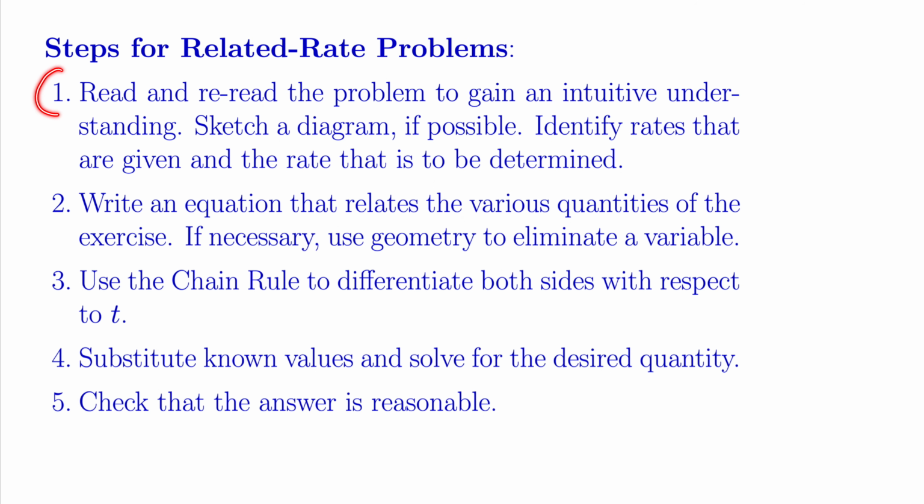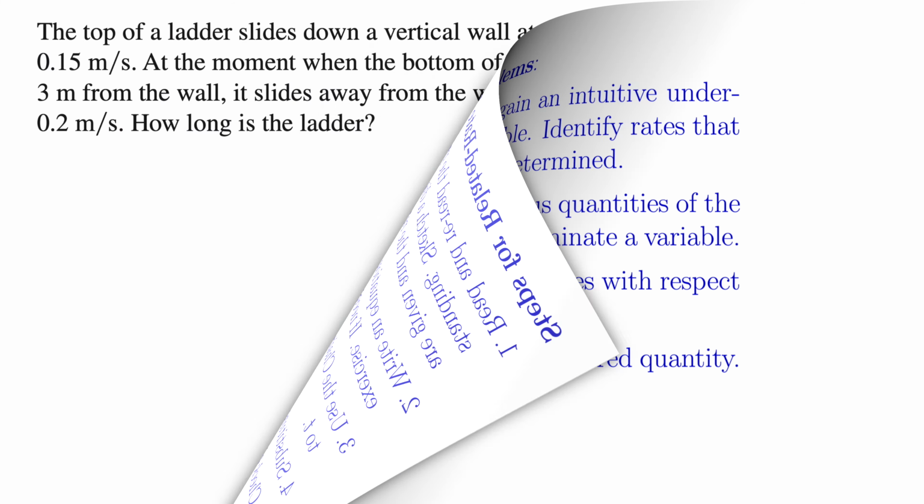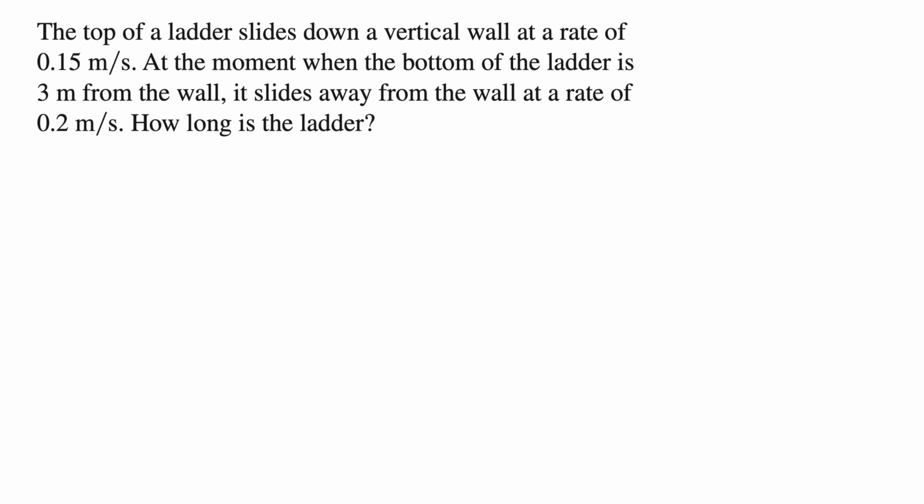Okay, step 1, read and reread the problem to gain an intuitive understanding. Sketch a diagram if possible. Identify the rates that are given and the rate that is to be determined. Okay, so let's go back to the example and do all that. We've read the problem. Let's set up a diagram so we can better understand what's happening here.